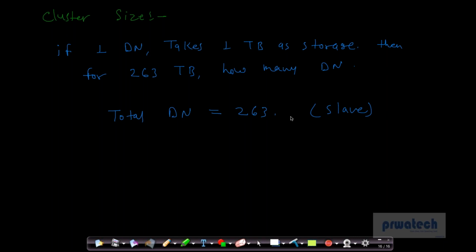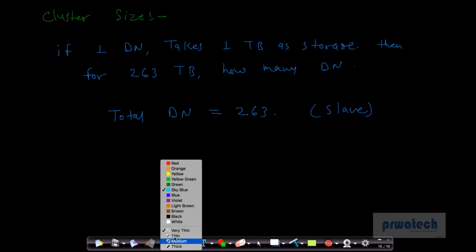So if I'm having 263 data nodes, it means on the same machine I'm installing node manager also, because node manager and data node both reside together. We know why: if I'm communicating within the same machine versus from one machine to another machine, we know which one is always faster.